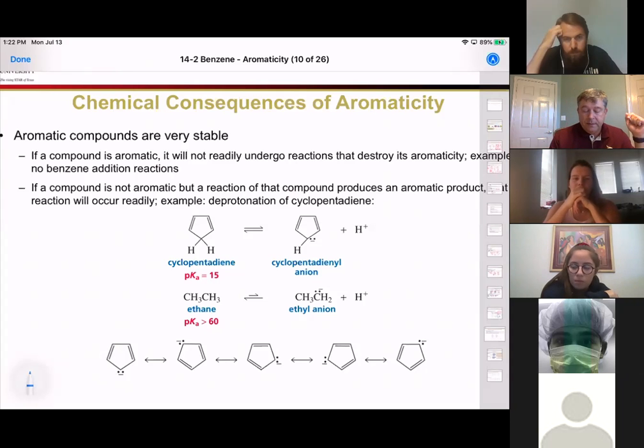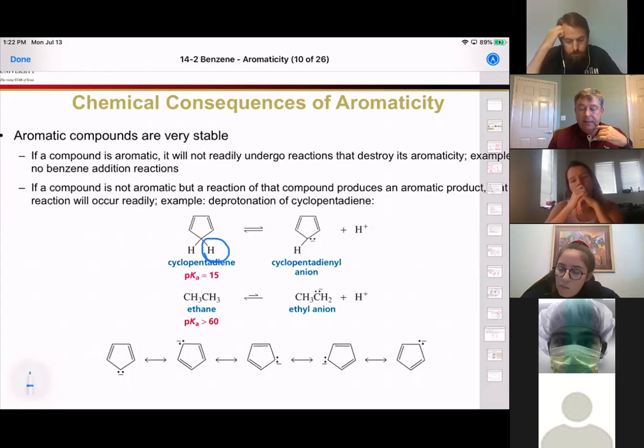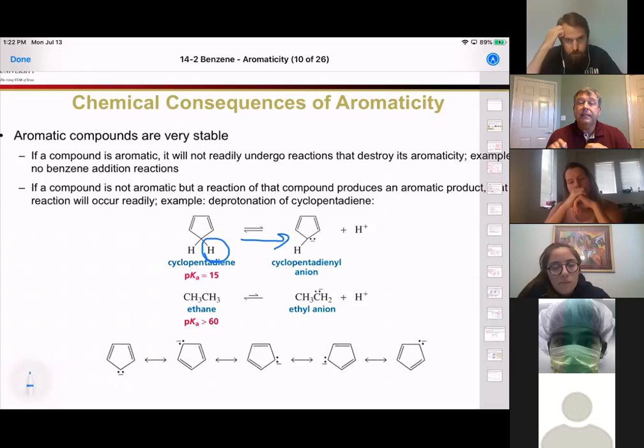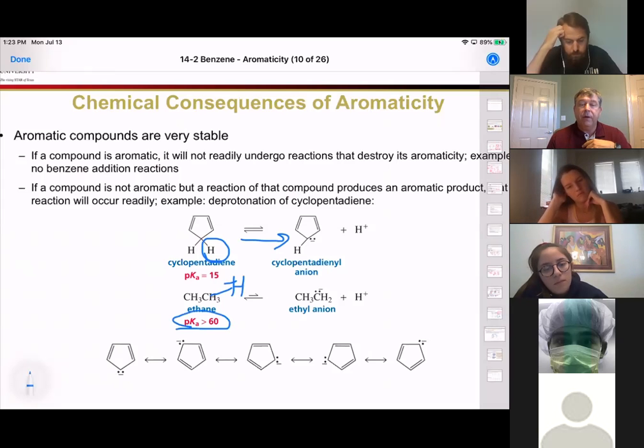So let's think about what that means, okay? What I'm going to say here is that this hydrogen here, because it will allow it to become a more stable aromatic compound, is more acidic than if it was a different sp3 hybridized hydrogen, okay? So for example, if we were trying to pull off a hydrogen here on ethane, we have a pKa of above 60.